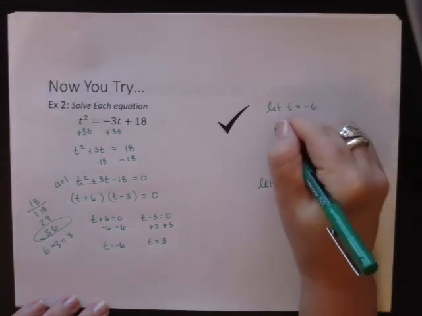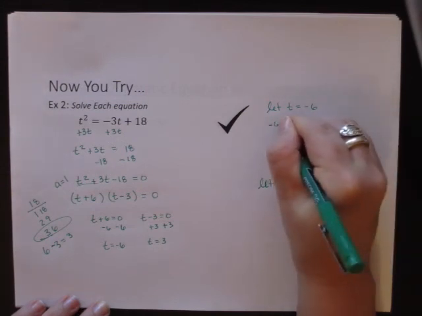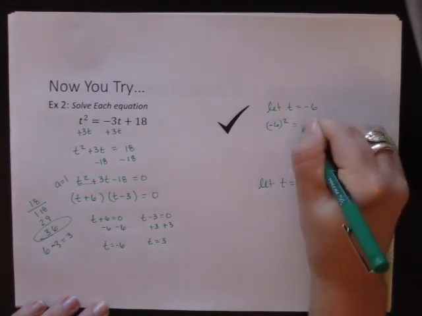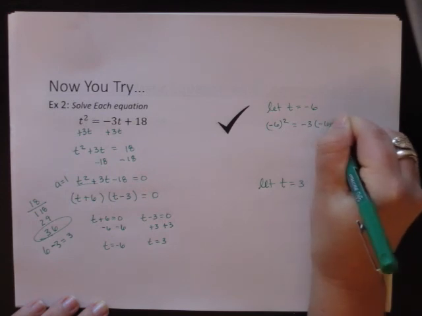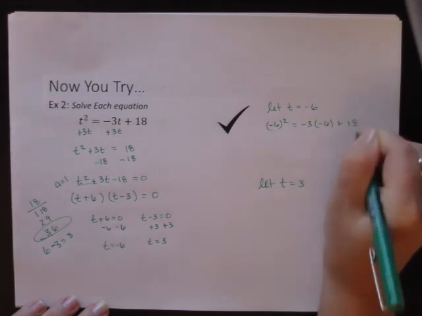I go back to my original equation, so I go negative 6 in parentheses squared equals negative 3 times negative 6 plus 18.